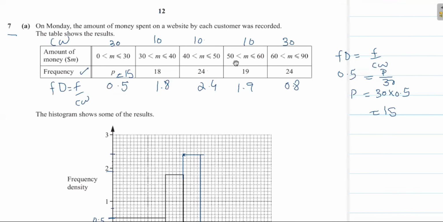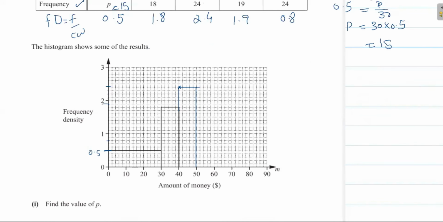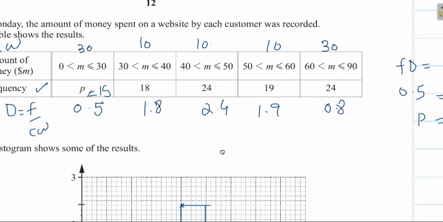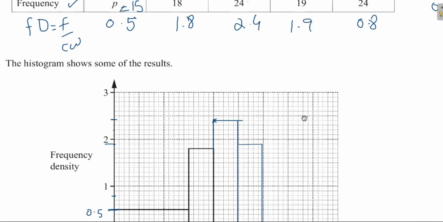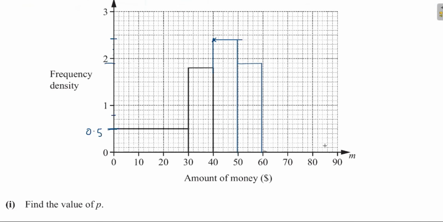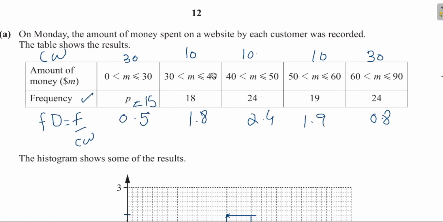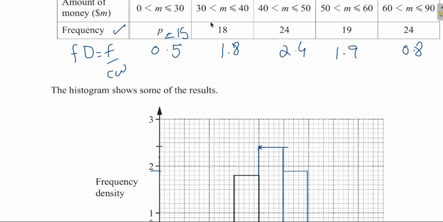Next is the interval 50 to 60 and 1.9. We mark here 50 to 60, and this bar is 1.9. Now you see here, this is the fourth bar of this histogram, and next is 60 to 90, 0.8. We mark here this point, which is 0.8. Now we draw the bar. This bar is for the interval 60 to 90, and this is the histogram of the amount of money spent on the website.